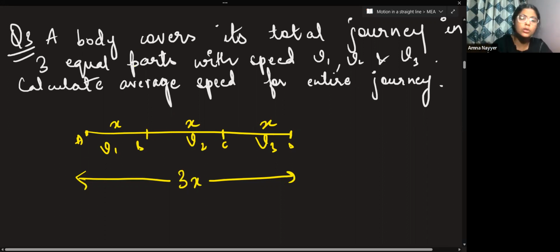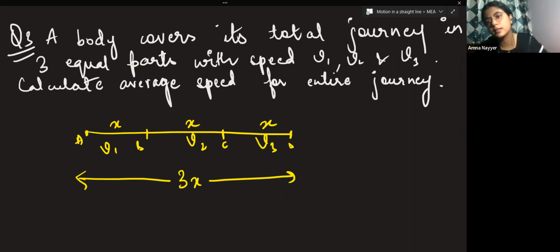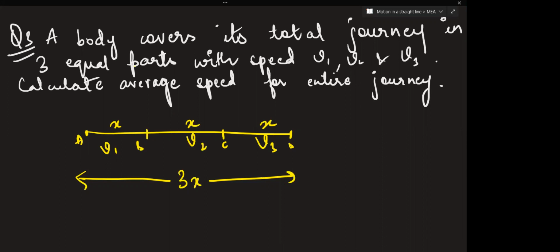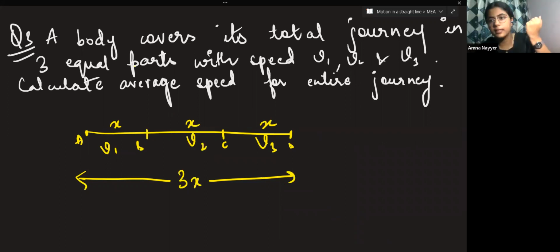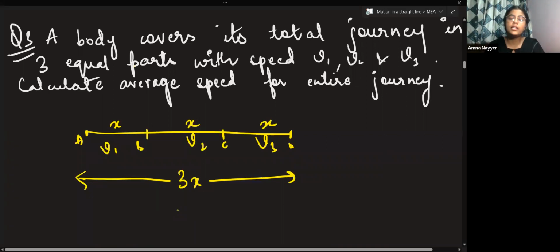Aram, can you tell me the total distance? What is the total distance? 3x. It is 3x. Since we have taken it, this becomes 3x. That is right. Total distance is 3x.